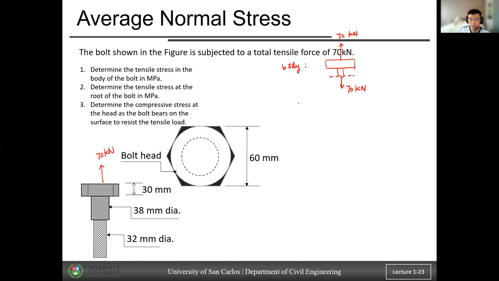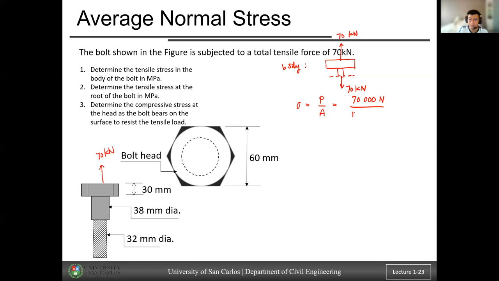So as per formula, that will be P over A. So this will be 70 kilonewtons. Normally what I usually do, since I see that the dimensions are in millimeters, is I convert the force to newtons. I make it 70,000 newtons, so that my answer is in megapascals already.